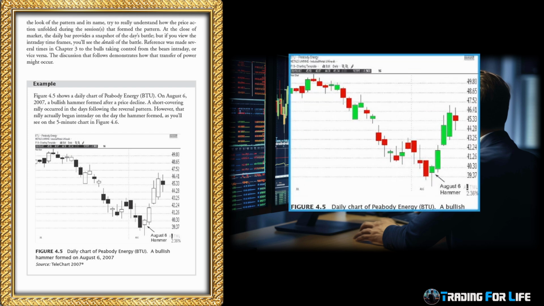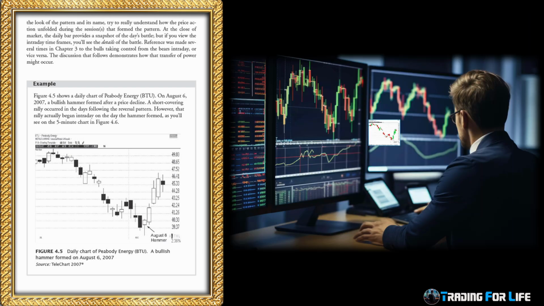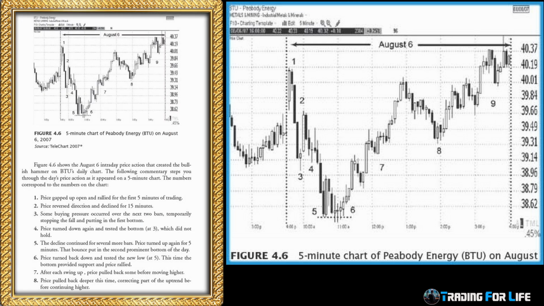Example: Figure 4.5 shows a daily chart of Peabody Energy, BTU. On August 6, 2007, a bullish hammer formed after a price decline. A short covering rally occurred in the days following the reversal pattern. However, that rally actually began intraday on the day the hammer formed, as you'll see on the 5-minute chart in Figure 4.6. Figure 4.6 shows the August 6th intraday price action that created the bullish hammer on BTU's daily chart. The following commentary steps you through the day's price action as it appeared on a 5-minute chart. The numbers correspond to the numbers on the chart.